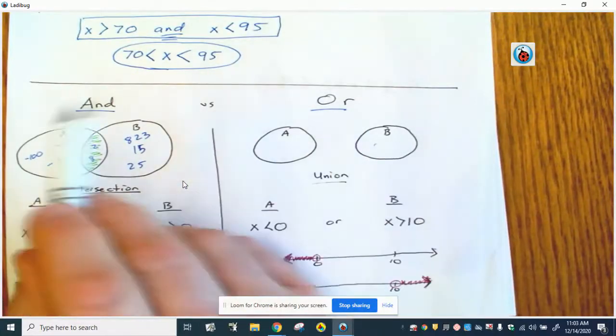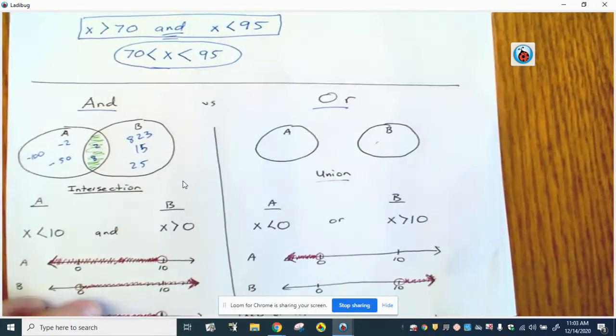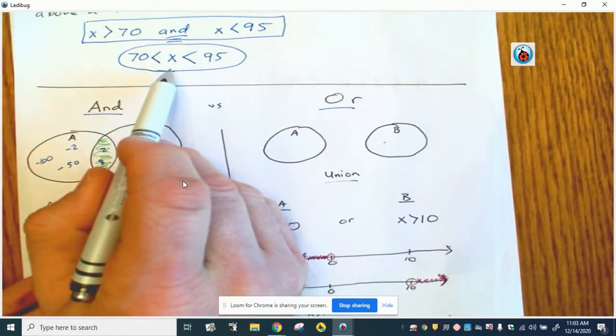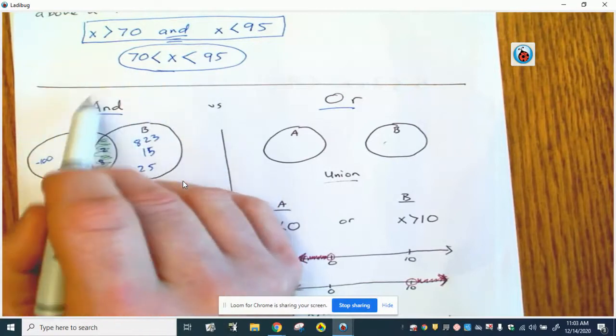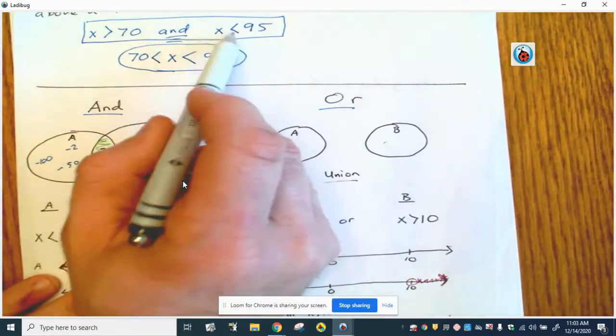So it is very important to notice and determine whether we are dealing with an and situation or an or. This kind of notation is only used for and situations. If it's an or, you have to write them separately.